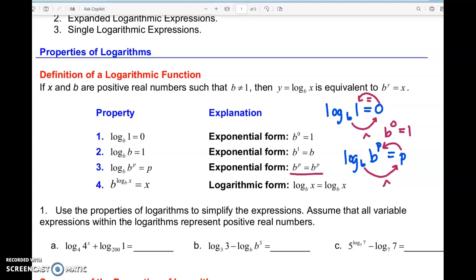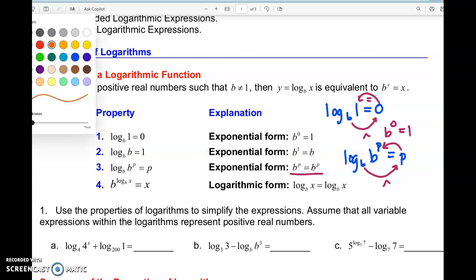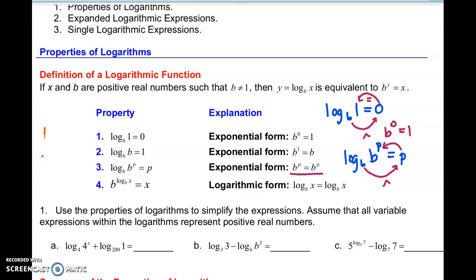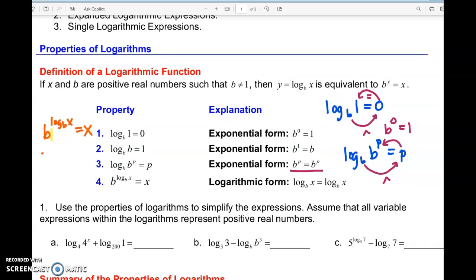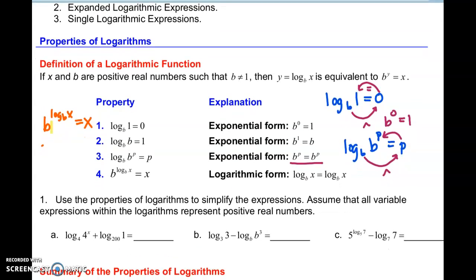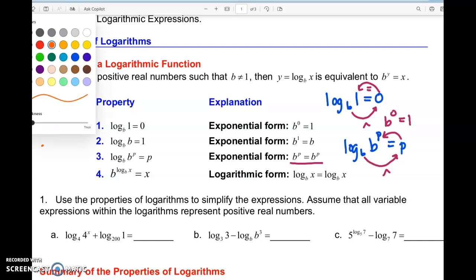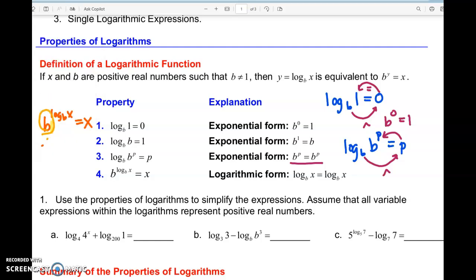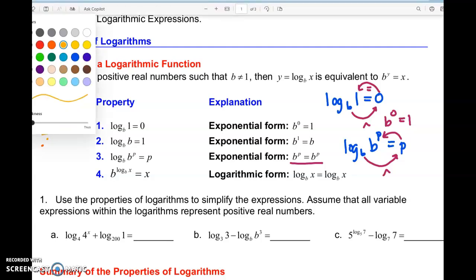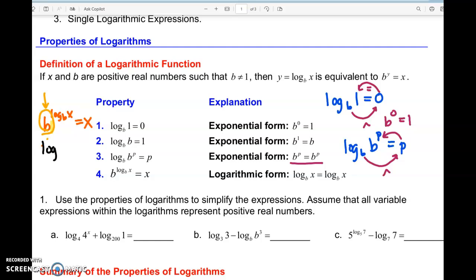So now let's do the reverse. If I have b to the log base b of x equals x, I have to do the reverse. So this is my base. That marker doesn't want to work. Here, let's try this one. This is the base. This is b. So if I was to write the log form, I would say the log base b.